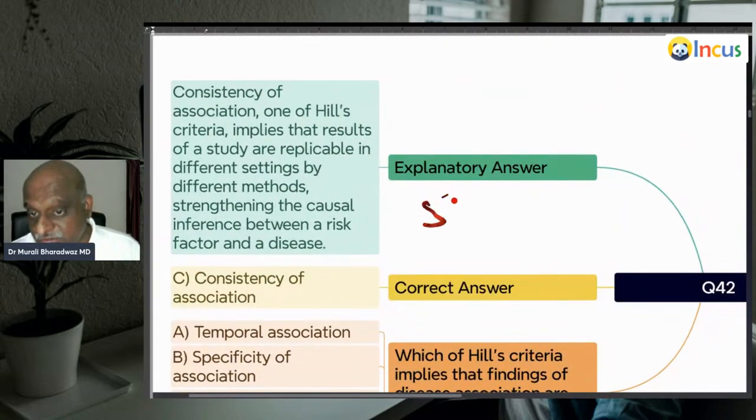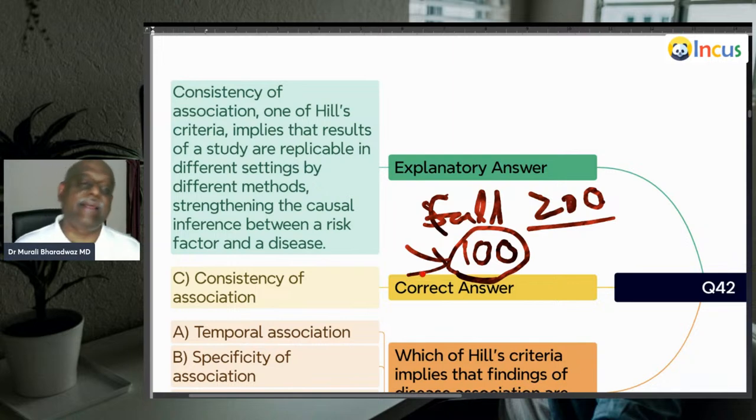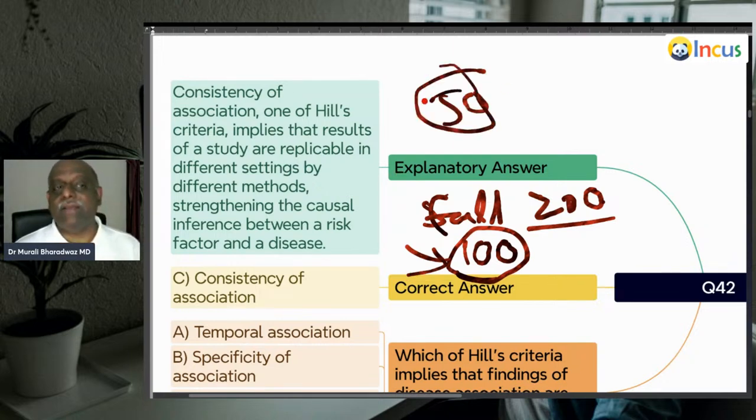Every day you are solving the full-scale grand test of 200 questions. Every day, Dr. Murali Bharadwaj is teaching, discussing at least 100 questions. Together we finished 50 grand tests.